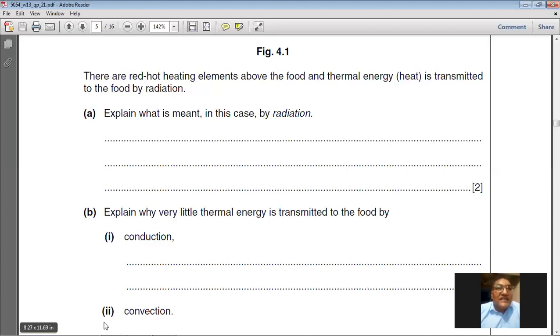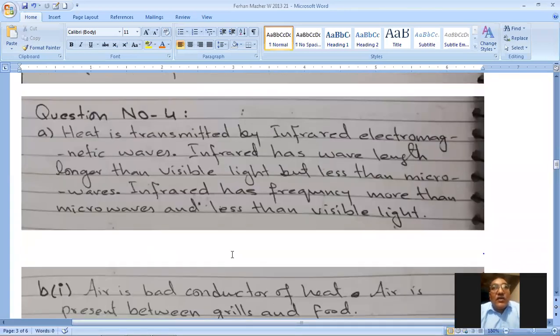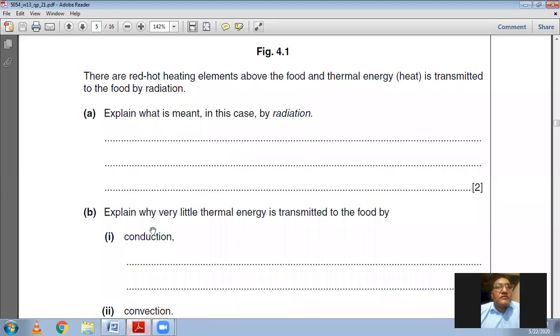I've written this answer. Let me show you my written answer also. So here we go. Question number 4, A part. Heat is transmitted by infrared electromagnetic waves. Infrared has a wavelength longer than visible light, but less than microwaves. Infrared has frequency more than microwaves and less than visible light. So I hope that you have understood this. Okay.